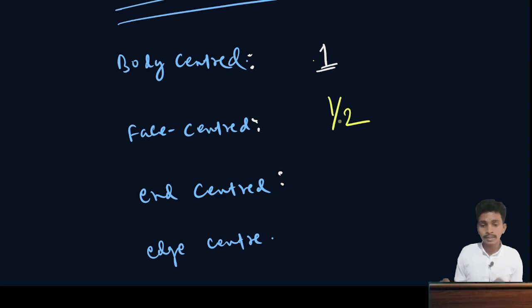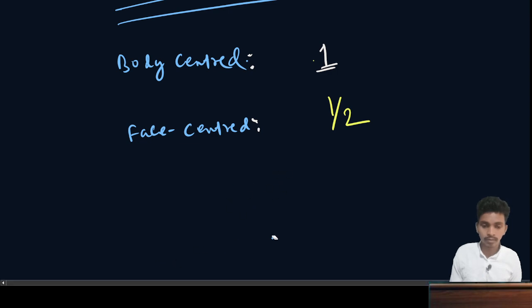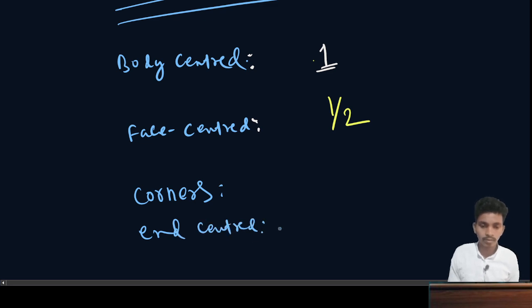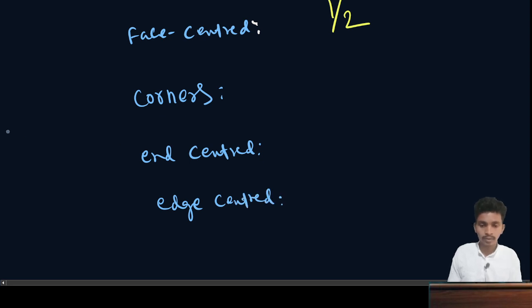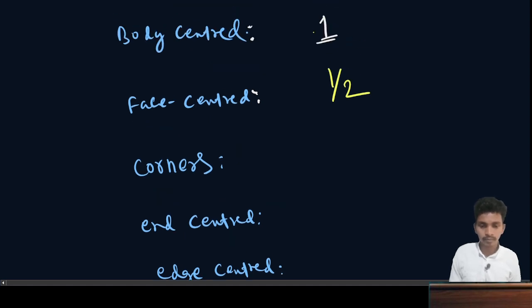Now the case is whenever a lattice point is present at the end center, we look at the corners, and we have the end centered, and there is also the edge center. End center is not a separate concept; that is the edge center.